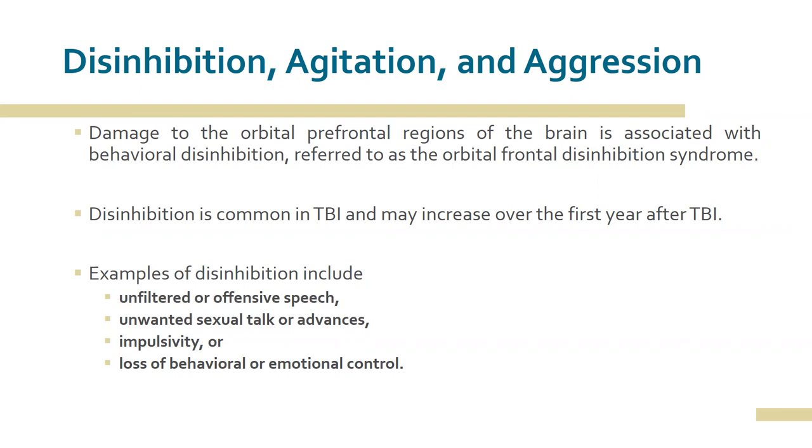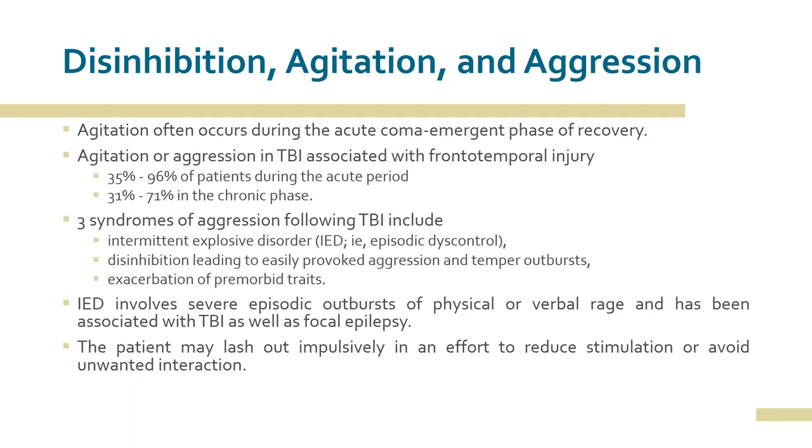Examples of disinhibition include unfiltered or offensive speech, unwanted sexual talk or advances, impulsivity, and loss of behavioral and emotional control. It is found in around 35 to 96% of cases, especially in patients during the acute period, and in 30 to 70% of the chronic phase.